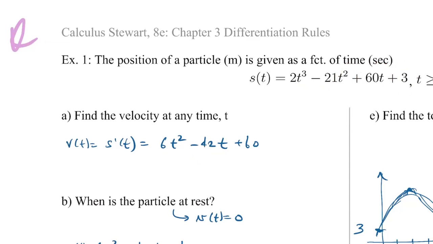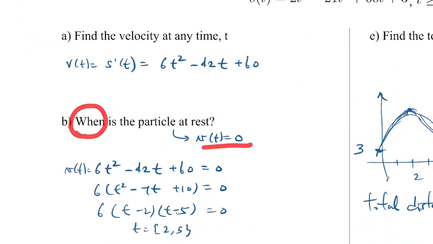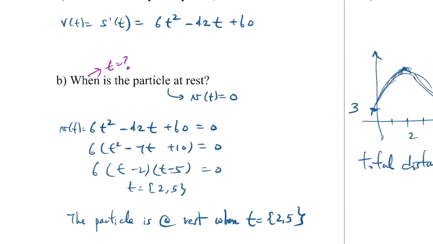Now, when it says the particle is at rest, it means the velocity is equal to 0. We set it equal to 0. And the key word is "when," isn't it? When it says when, you're looking for the values of t, right? You want to solve for t when the velocity is equal to 0. We set what we found here equal to 0. This now becomes basically Algebra 1, right? You factor, set it equal to 0, and t is equal to 2 or 5.